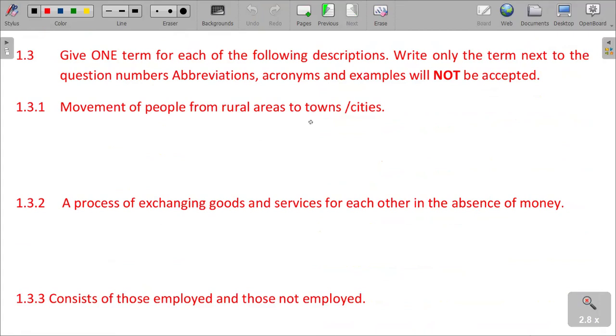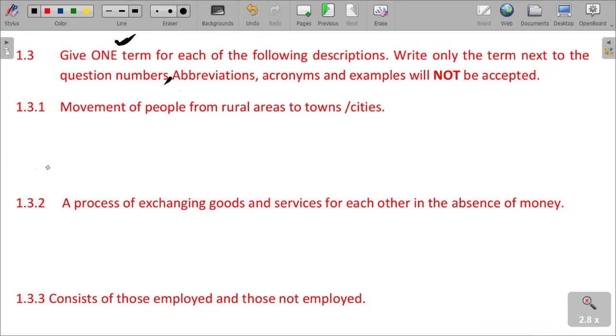So let's look into question 1.3. Give one term for each of the following descriptions. Write only the term next to the question number. Abbreviations, acronyms and examples will not be accepted. So what you need to do is just give the correct answer.